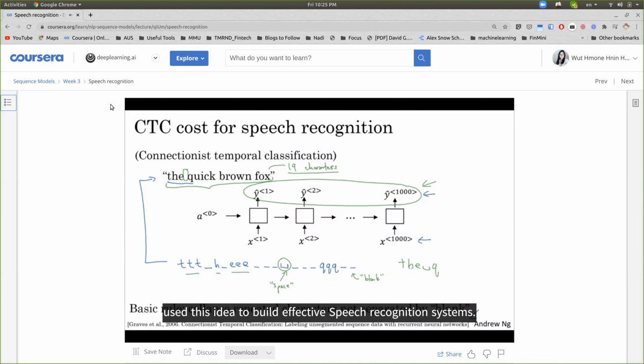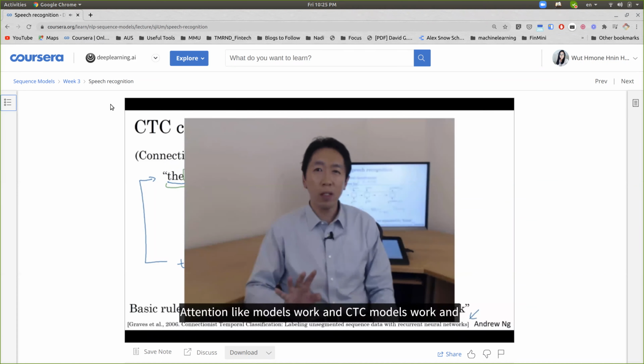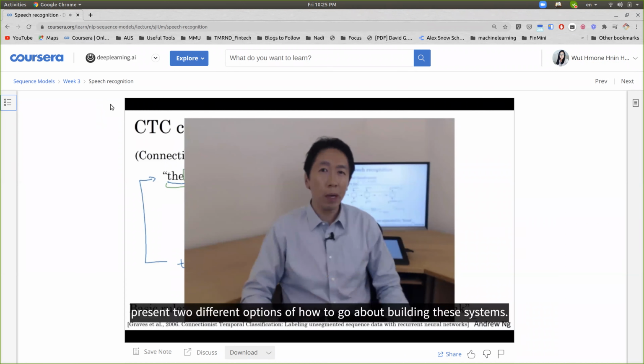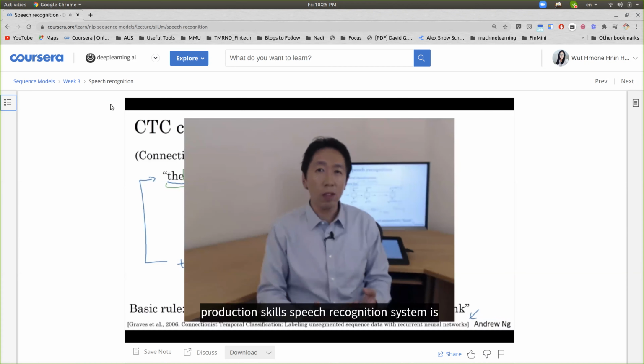So I hope that gives you a rough sense of how speech recognition models work. Attention-like models work and CTC models work and present two different options on how to go about building these systems. Now, today, building an effective or production-scale speech recognition system is a pretty significant effort. It requires a very large data set.